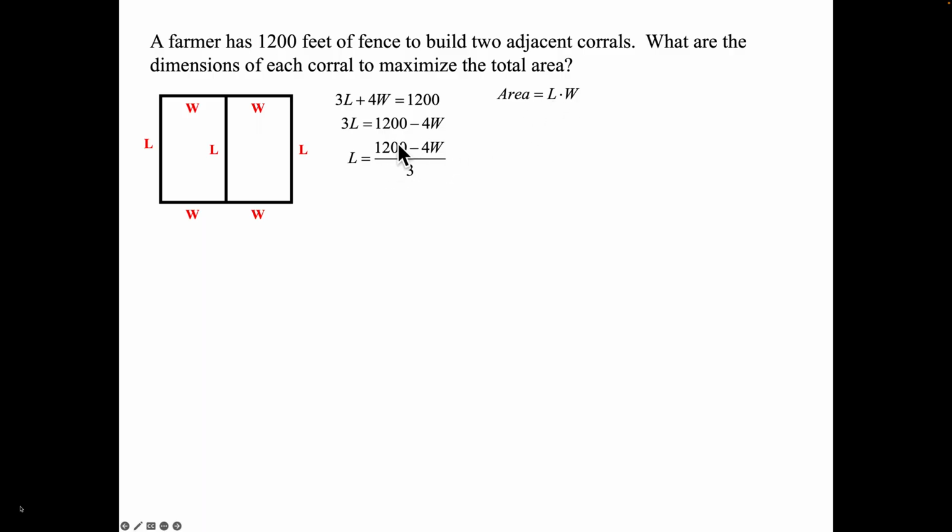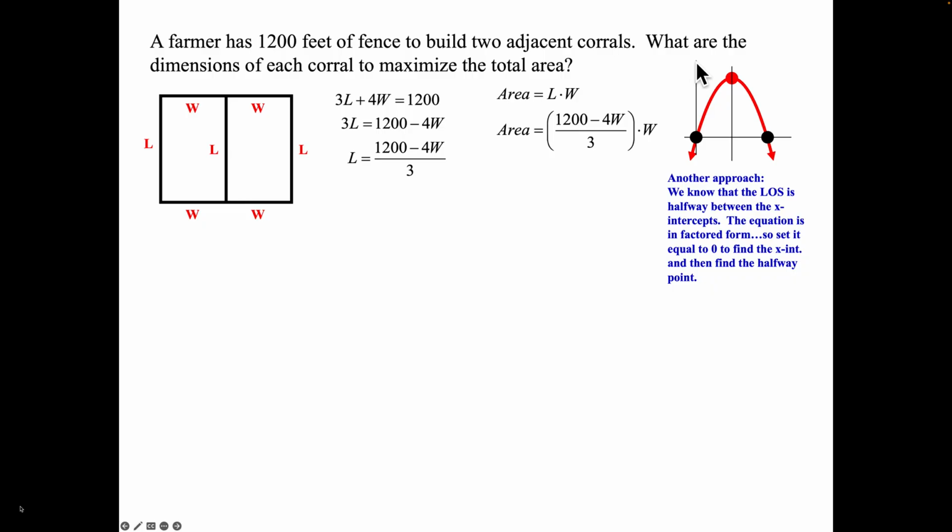So I take this big fraction, replace that L right there. So this is my y equals, this is my equation, and we could multiply in the w, and you'll see you get a negative 4w squared, so the parabola is going to open down. Now, here's where I can shorten the work by having knowledge of my parabola. It's opening down.